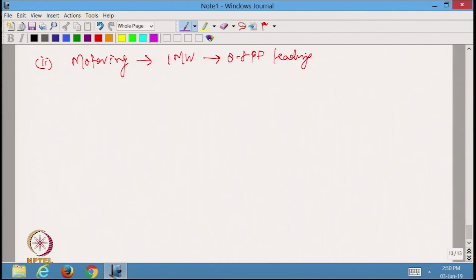All you need to do is, you have to say Vt, right, angle 0 minus Ia angle phi j Xs gives me the back EMF or induced EMF, E angle delta. Here delta will automatically come out to be negative.